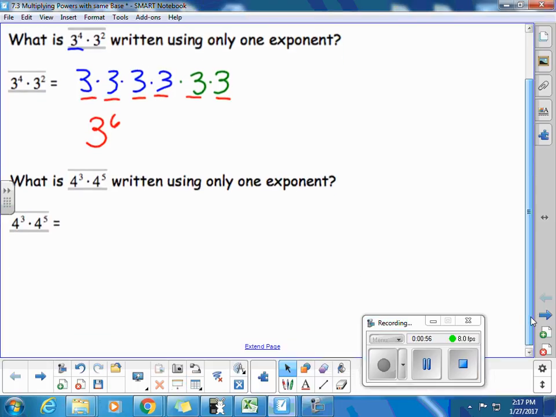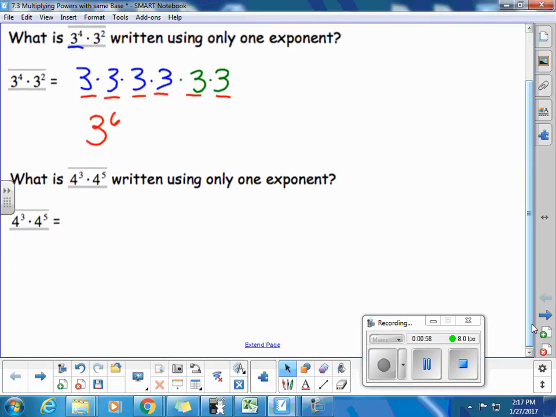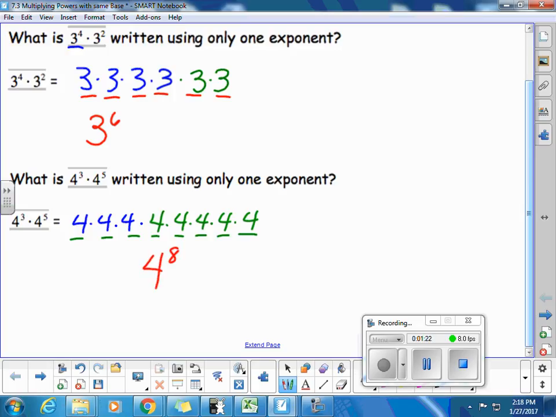Let's do another one. What is 4 to the third times 4 to the fifth, only using one exponent? Again, 4 to the third is 4 times 4 times 4, and 4 to the fifth is 4 times 4 times 4 times 4 times 4. 1, 2, 3, 4, 5, 6, 7, 8. Altogether, we have 4 to the eighth.